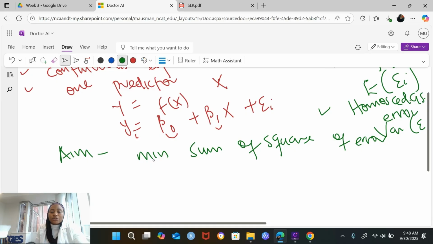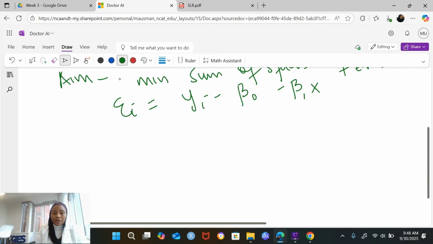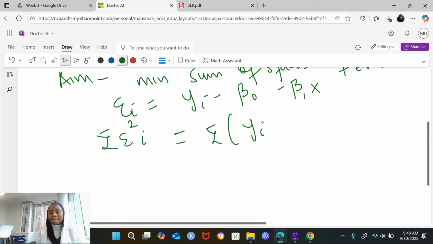And what that means is that you can make your error the subject of the formula, so that you have the error to be yi minus beta naught minus beta 1 x. When we say sum of squares, what does it mean? It means that you are summing across the square of the error. So what that is saying is we are trying to find the summation of e_i squared, which is going to be the summation of (yi minus beta naught minus beta 1 x) all squared.